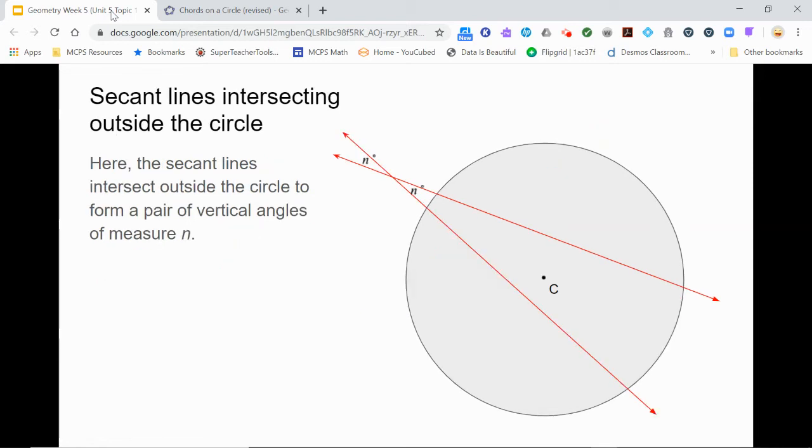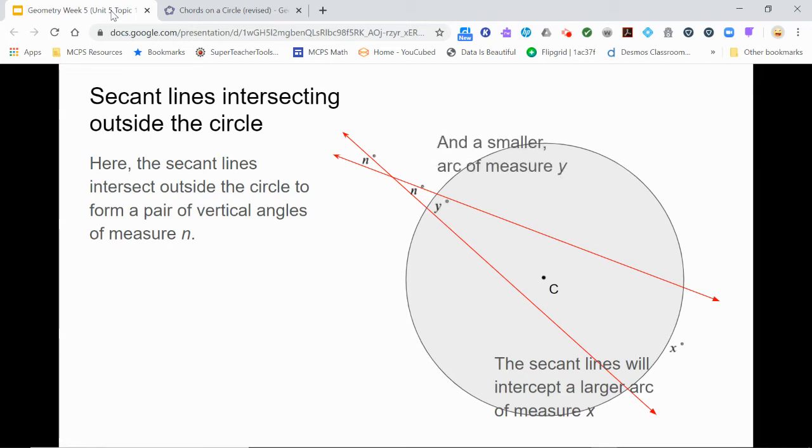Now, what happens if the secant lines intersect outside the circle to form a pair of vertical angles of measure n? Notice that the secant lines intercept two arcs, a larger arc, whose measure we call x, and a smaller arc, whose measure we call y. What is the relationship between x, y, and n? Let's go back to the GeoGebra output again and look.